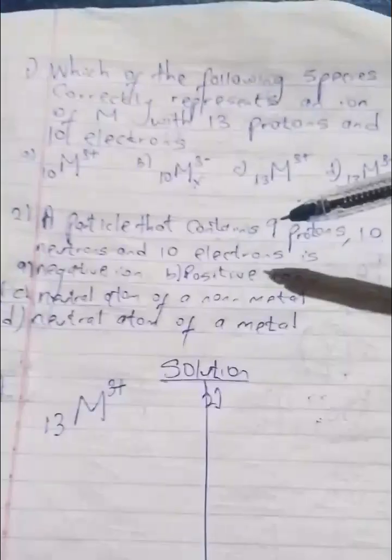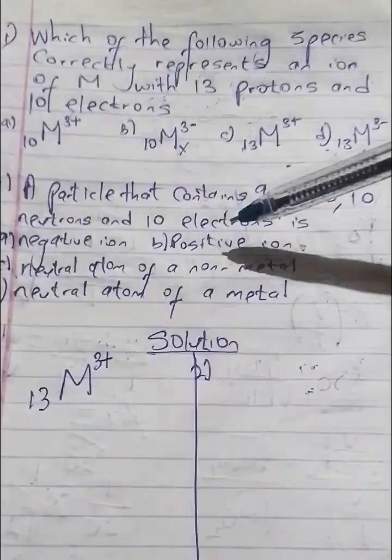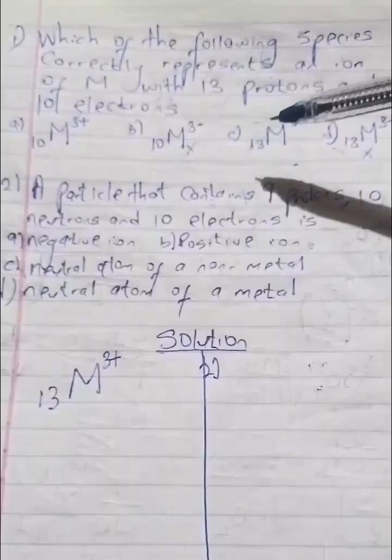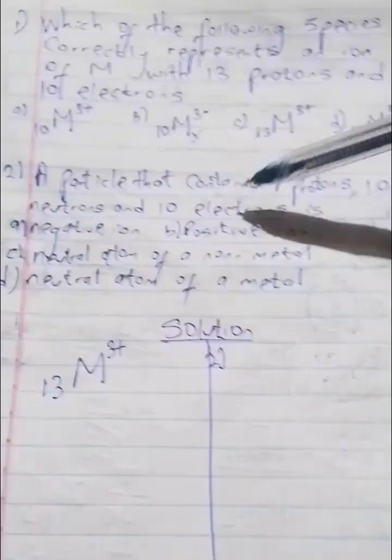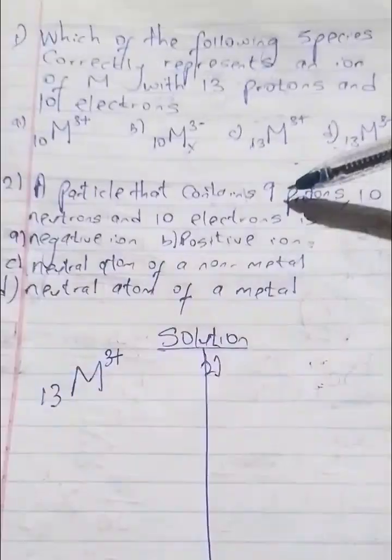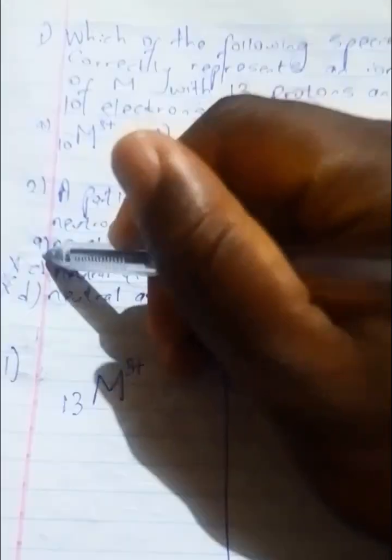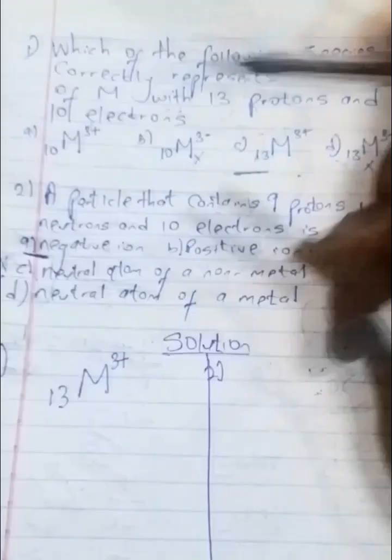Now I also said that if the number of protons is higher than electrons, it is positively charged. But if the number of electrons is higher than protons, it is negatively charged. And you can see that the electrons are more than the protons. So in this case, this will be a negative ion. So our answer here will be A, negative ion.